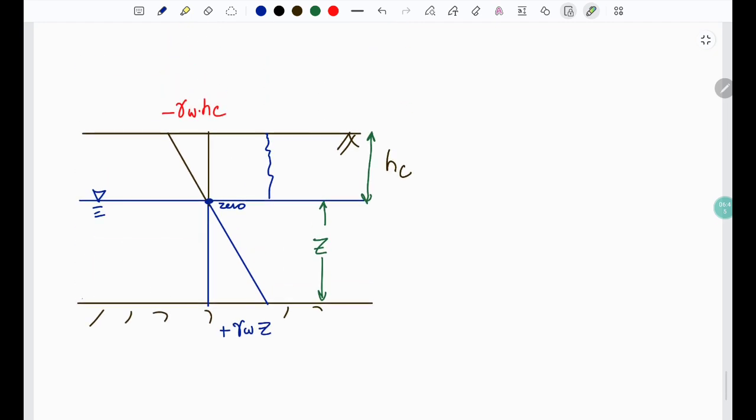The concept is that if this is our ground level and beneath it at a distance of HC we have the groundwater table. We know that the distribution of pore water pressure beneath the groundwater table is positive, given by U equals gamma W Z, where Z is the height between the groundwater table and the place where we need to find the pore water pressure. Below it is positive and above it is negative, where the distance is HC, the height of capillary rise.